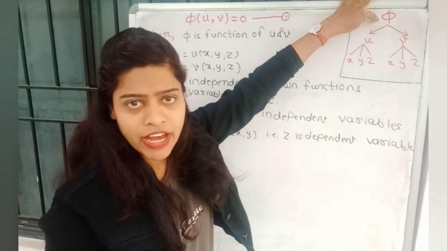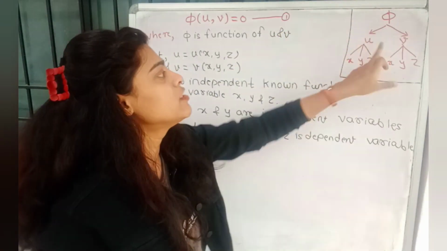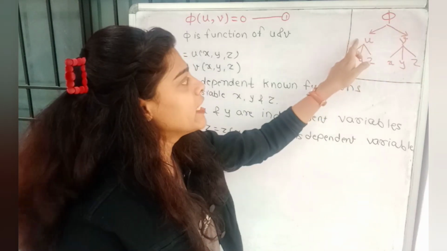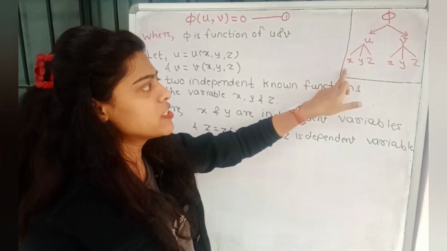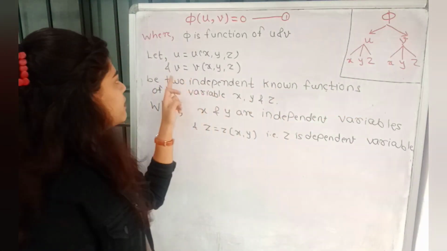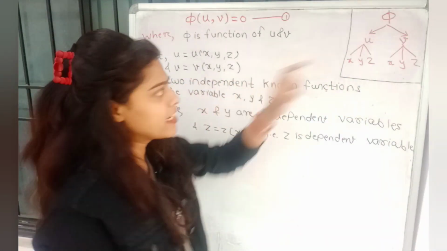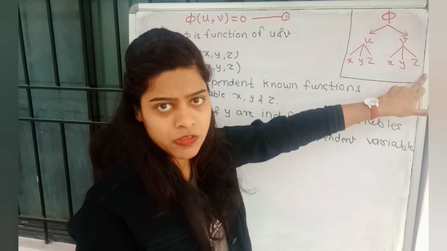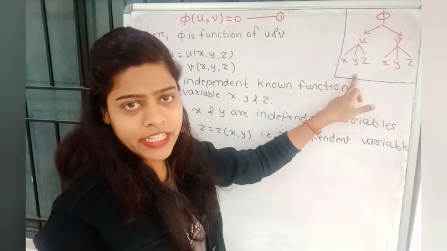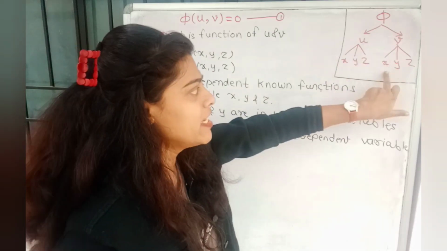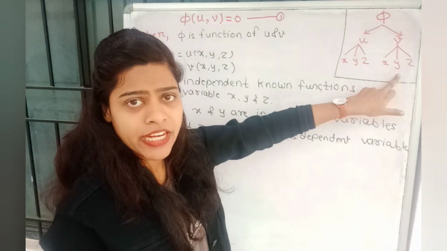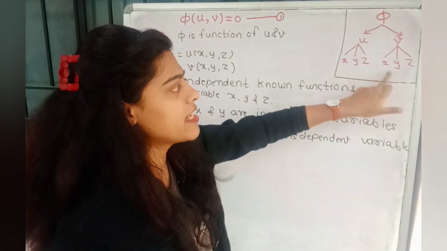That is, this phi is a function which depends on both u and v. Similarly, u is a function of which terms? That is x, y, z. Similarly, let v be a function of x, y, z. That means v is a function of x, y, z. x and y both are the independent variables and z depends on x as well as y.